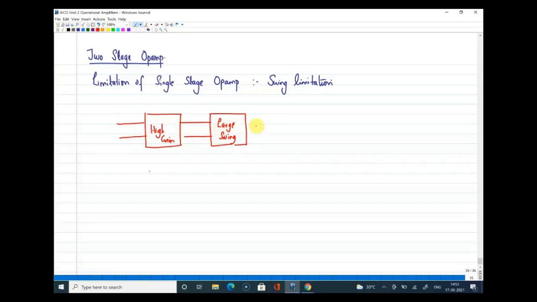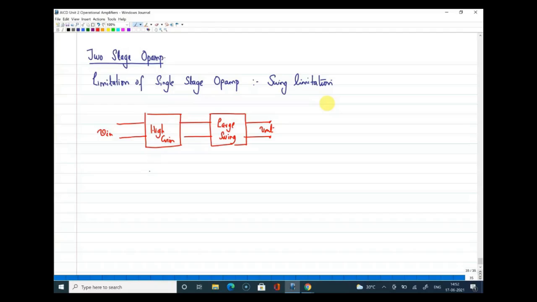And this two-stage op-amp can be a fully differential version, or it can be a single-ended version, right? This is a general block diagram of a two-stage op-amp. So this will give you large gain, high gain, and large swing.